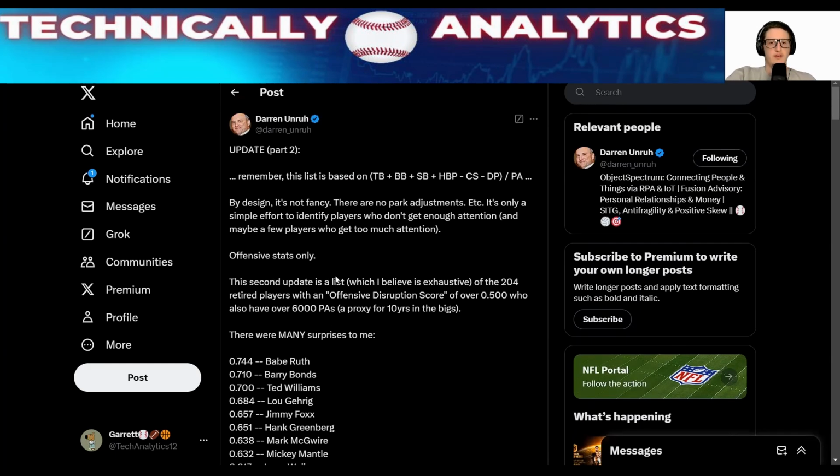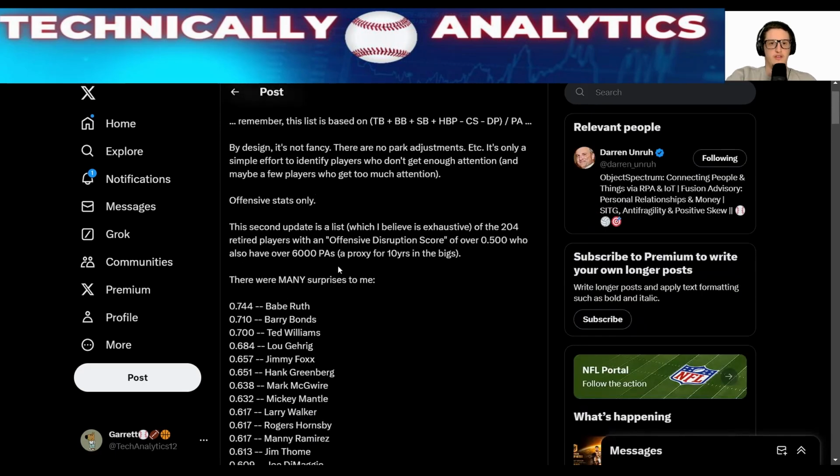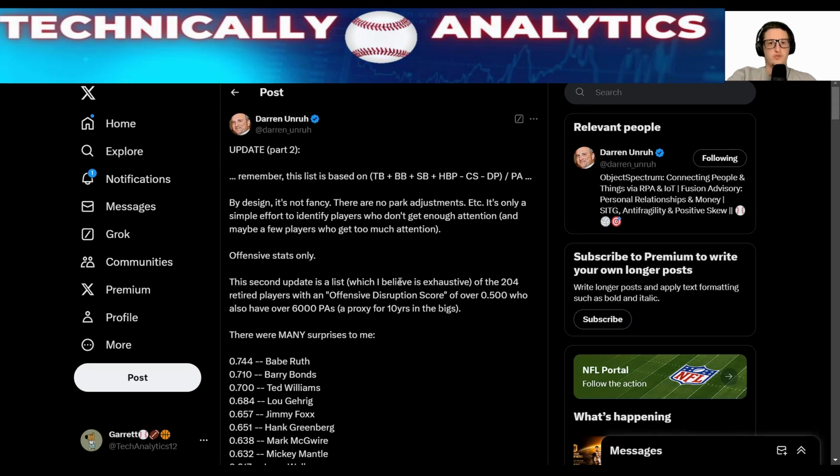like I was saying when I replied to this tweet, if you were to make it on a scale of 100, like OPS plus, and scale it based on the average of everybody, it would be a much better, much more useful stat. But I think it's already pretty useful as it is.